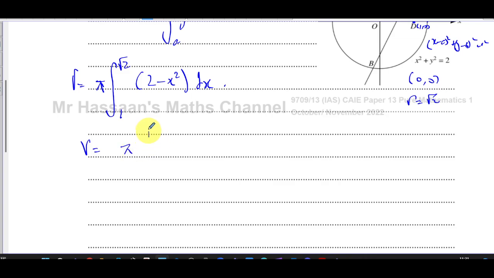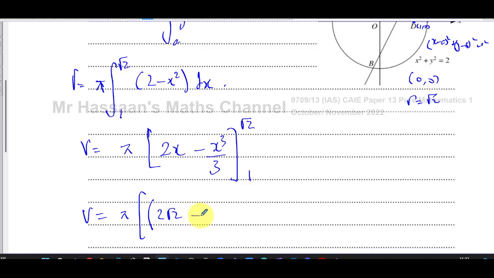So you've got pi times, I'm going to integrate, so I'll put this in square brackets. If you integrate 2 with respect to x, you get 2x. If you integrate minus x squared with respect to x, you're going to get minus x cubed over 3. And then we have our limits, root 2 and 1. We don't need to put plus c because the c will cancel out anyway when you subtract, when you put these values in. So the volume is going to be given by pi times, now I'm going to have 2 times root 2, so 2 root 2, minus, this is also going to be 2 root 2 because you've got root 2 cubed, which is root 2 times root 2 times root 2, 2 root 2.